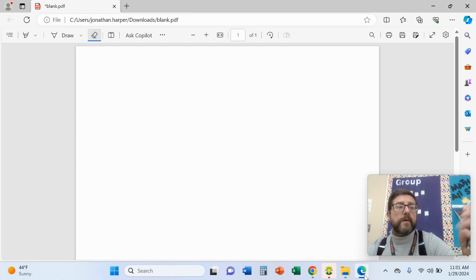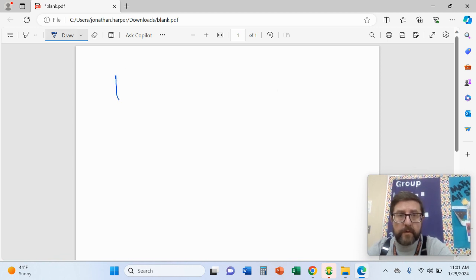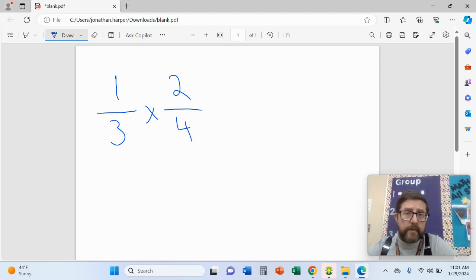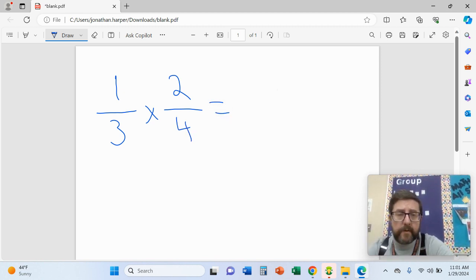This page here is my PDF file where I am going to write fractions. So let's go 1/3 times 2/4. Now, if you do this without a calculator, you have to find what 3 and 4 will go into, which is find the least common multiple that they'll both go into. I'm not going to worry about that because you've got a calculator. Okay?